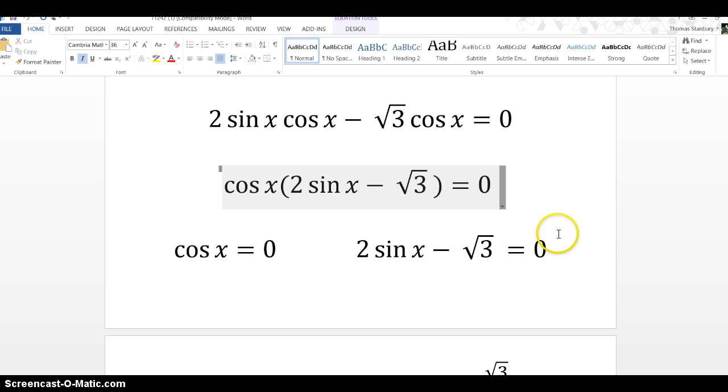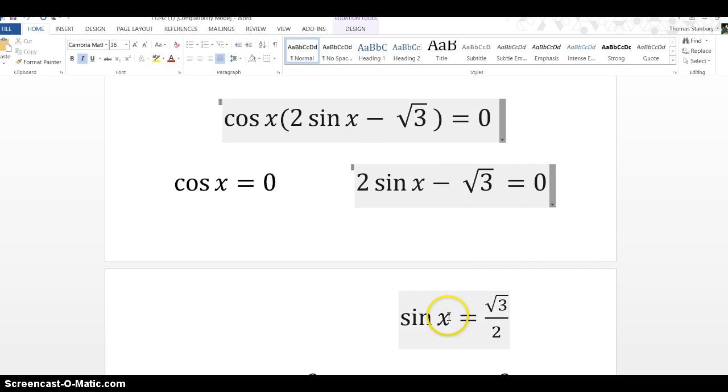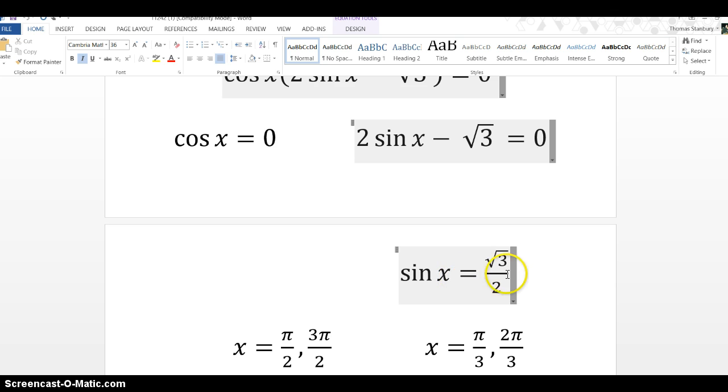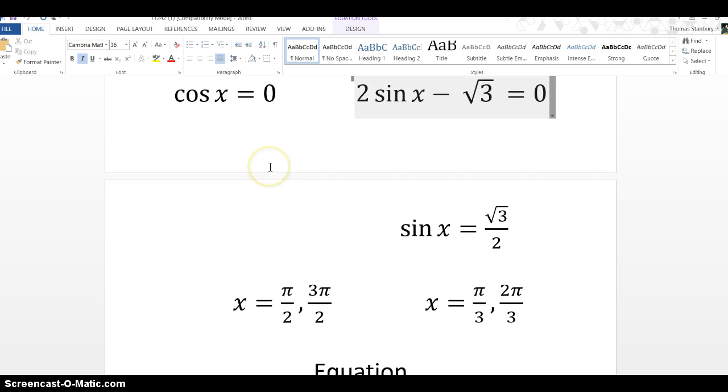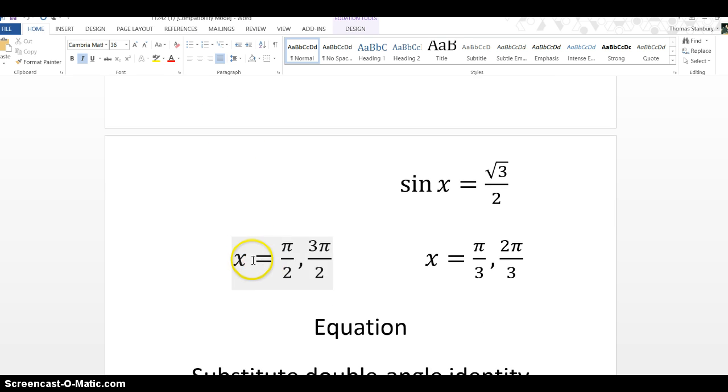Obviously, I'm going to add root 3, divide by 2. Amazing. Look at that. Sine of x equals root 3 over 2. And cosine x equals 0 is already simplified. So where is cosine x 0? Well, x is 0 on the y-axis. So pi halves and 3 pi halves. And where is sine of x root 3 over 2? In quadrant 1 and 2, 60 degrees and 120, or pi thirds and 2 pi thirds.